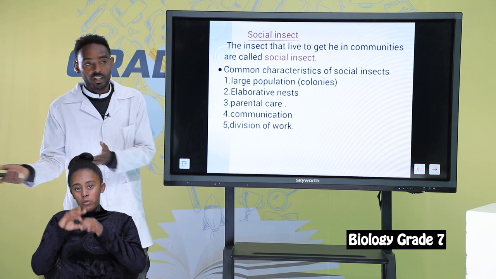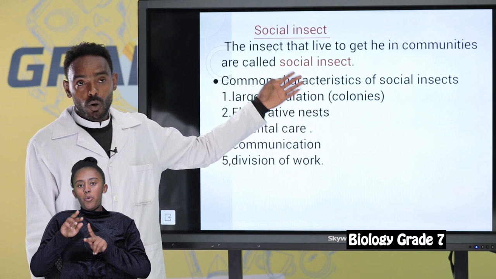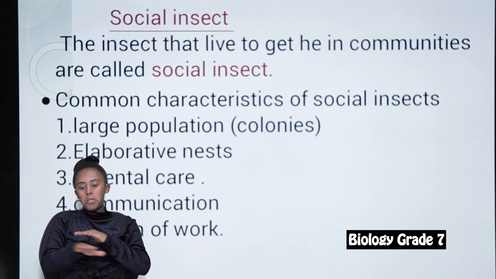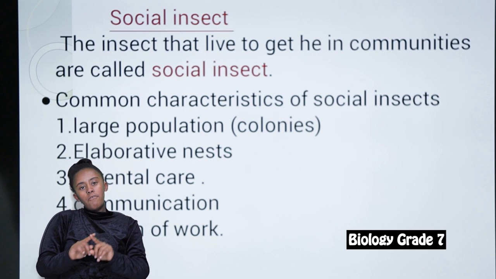Now we see some common characteristics of social insects. The first characteristic of a social insect is a large population or colony. They have a high number of members in their colony. The second one is an elaborate nest. They prepare their own nest, like in the ground or in holes in trees. The third one is communication. They communicate with each other through different methods. It may be through dance or other mechanisms.